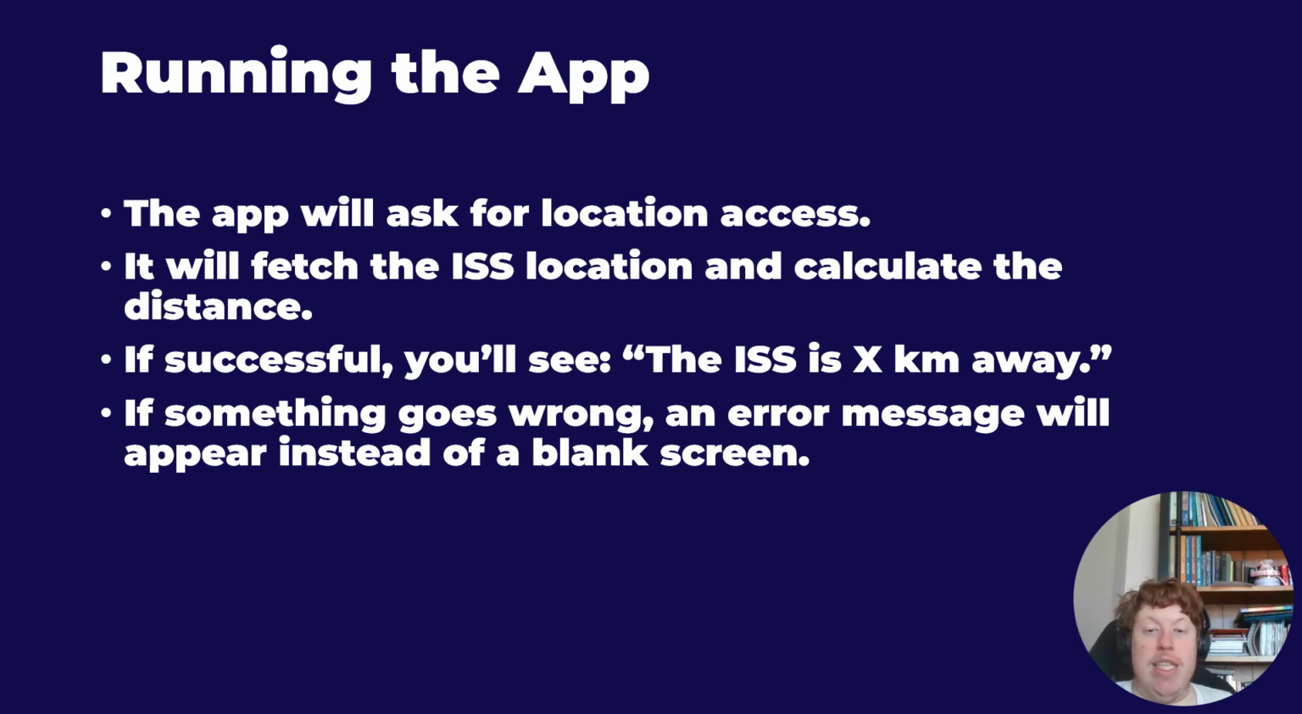Now that everything is set up, run your app. The app will ask for location access. It will fetch the ISS location and calculate the distance. If successful, you'll see the ISS is X kilometers away. If something goes wrong, an error message will appear instead of a blank screen.